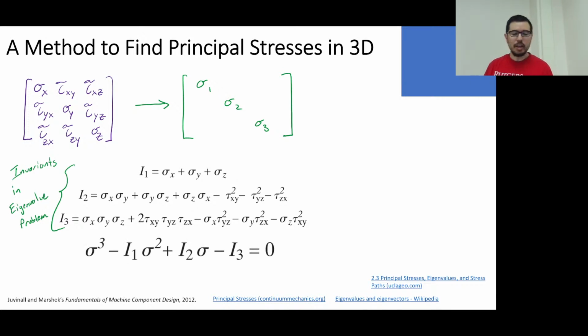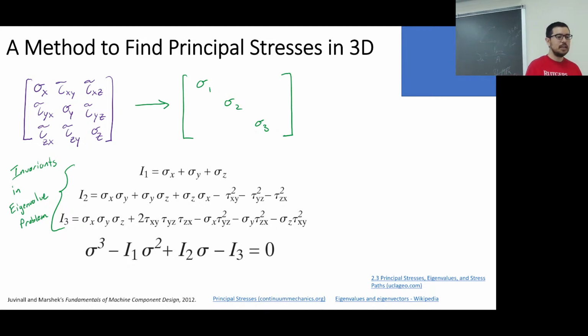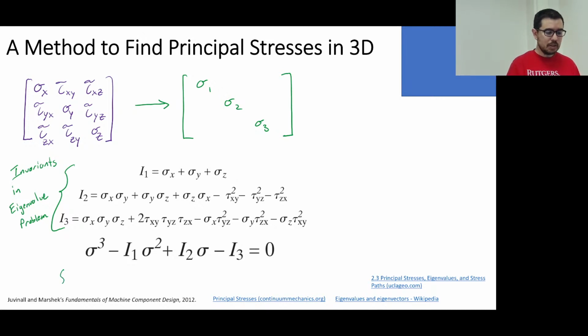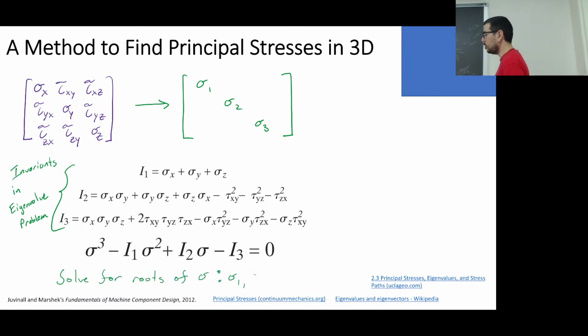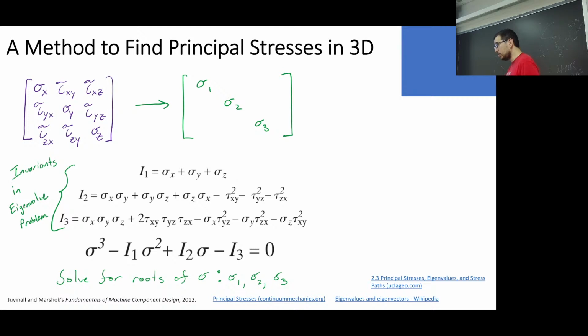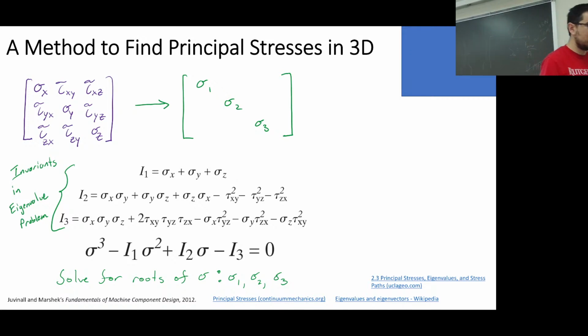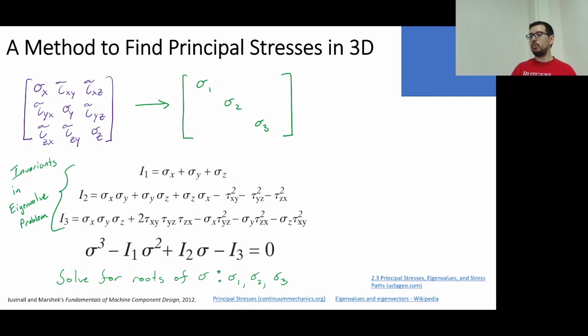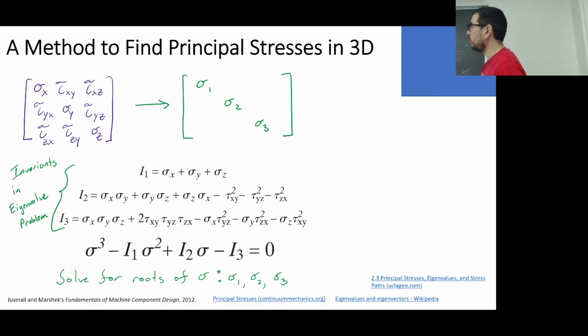You create a third order polynomial with the appropriate coefficients, and then you solve for the roots. Okay? So you can use MATLAB, or whatever your favorite solver is, to figure out what the roots would be for this third order polynomial. A third order polynomial potentially has 3 roots, right? So those 3 roots will be the sigma 1, sigma 2, and sigma 3 for a state of triaxial stress. And that's pretty nifty.